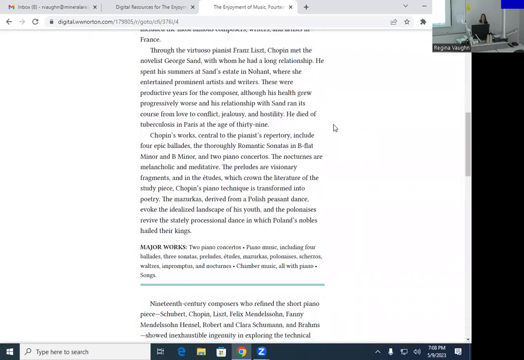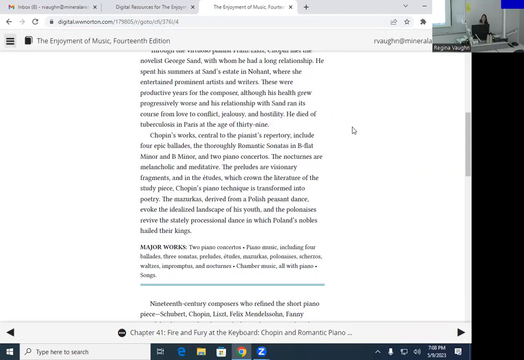They even got tuberculosis together. That's the true mark of love. And in fact, Chopin died of tuberculosis at the age of 39. So none of these guys are living to be very old. The oldest one we've had so far was 56, and that was Schumann, and he was in an asylum at that time. Chopin's works are central to the pianist's repertory, and I agree with that.